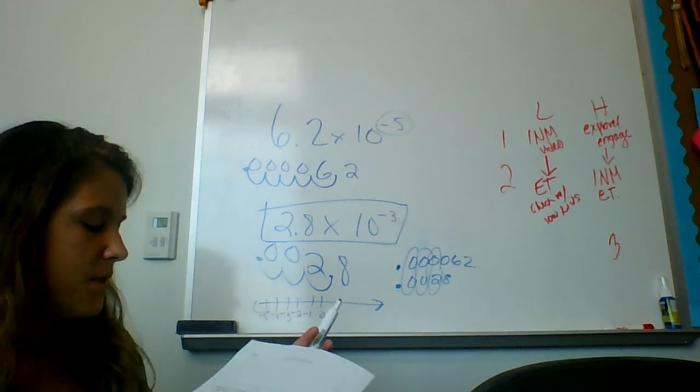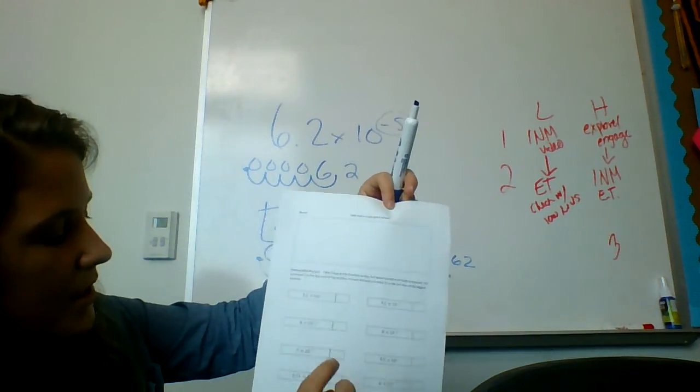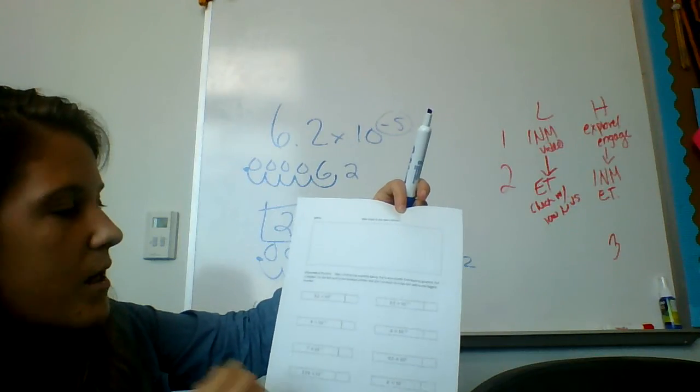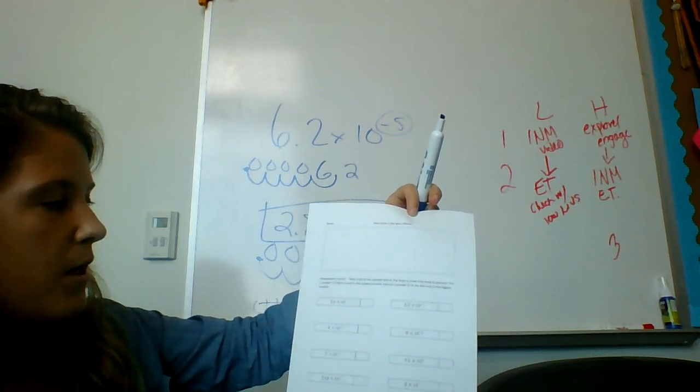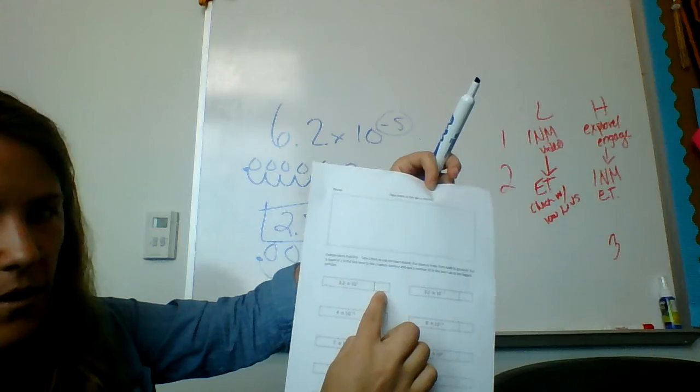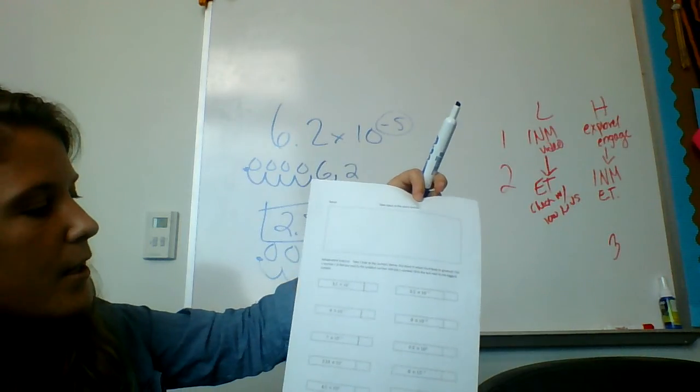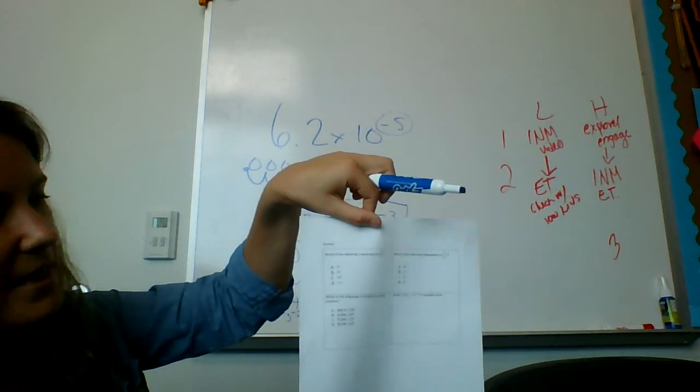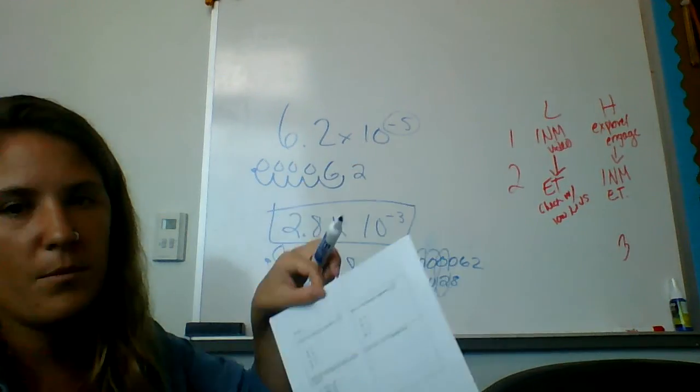You have the next problems to do. You have 10 different numbers, and I want you to rank them from least to greatest. The smallest number, you're going to put a 1 in the box. The biggest number, you're going to put a 10 in the box. When you're finished with that, you have a backside to do for review problems. Good luck.